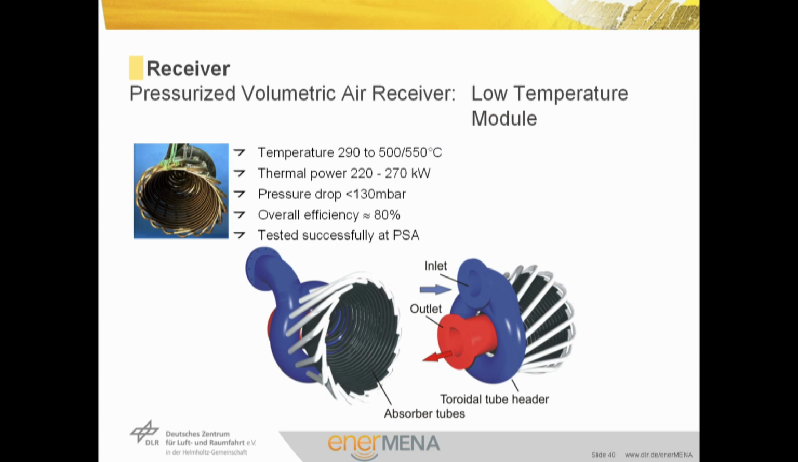A thorough design must be made in order to achieve a low pressure drop, which would be harmful for gas turbine efficiency, low receiver tube temperatures, and thus high receiver lifetime. Also, compensation of thermal expansion must be considered. The module shown here was successfully tested at PSA with overall efficiencies of about 80% and temperatures up to 500 and 550 degrees C.